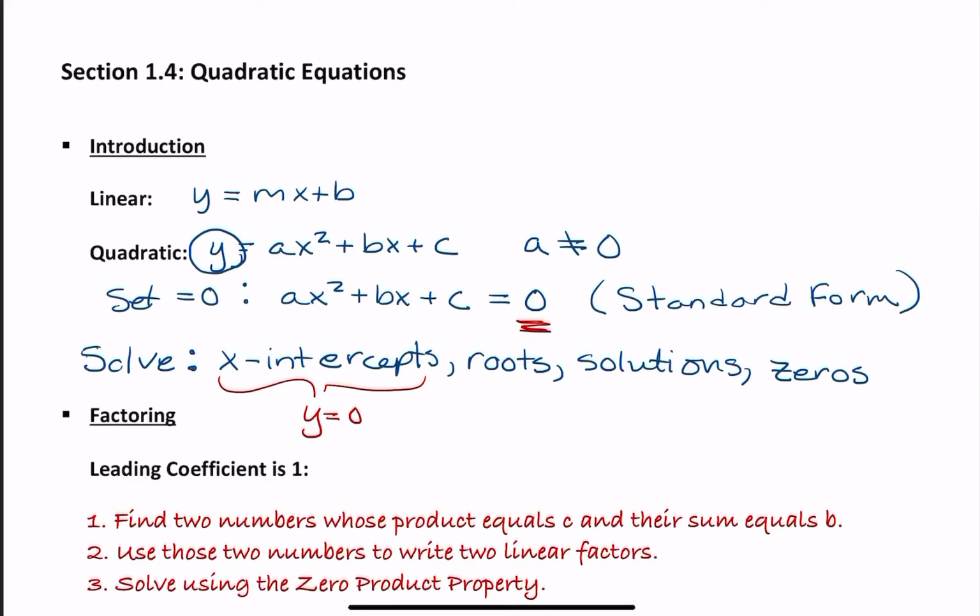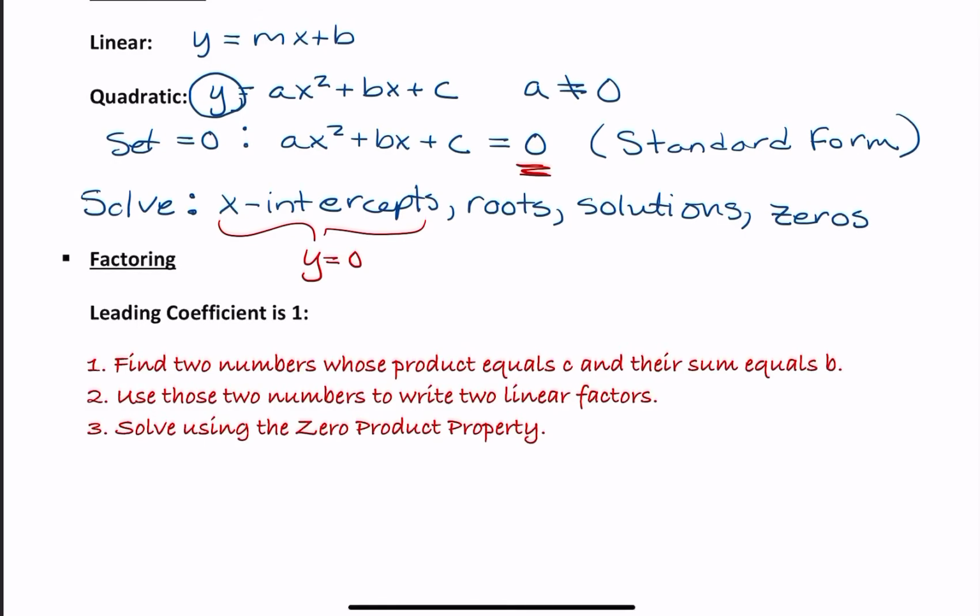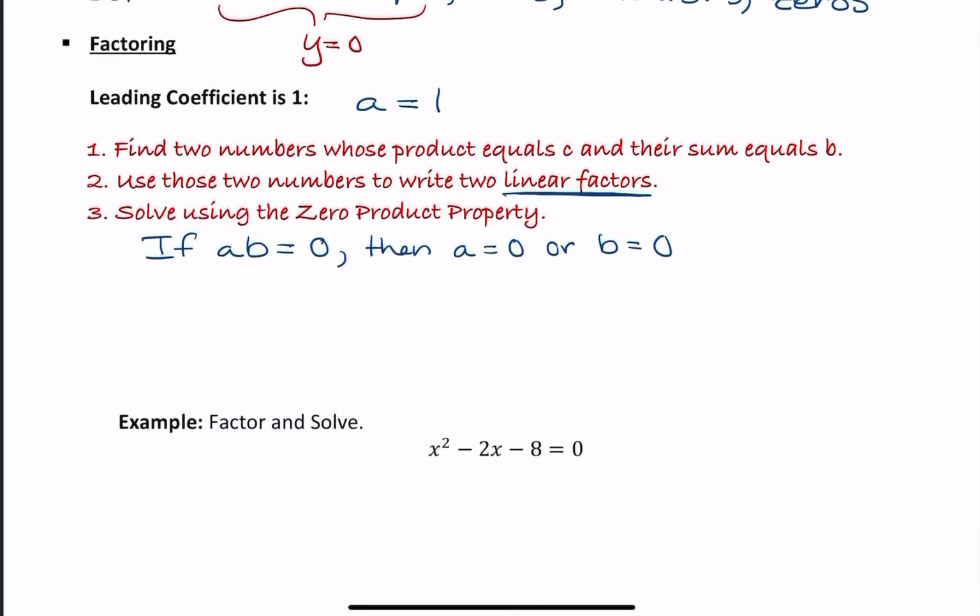So the first method we're going to use is factoring. And if our leading coefficient is 1, these are the steps to follow to factor. First of all, your leading coefficient is a, so a has to equal 1 for this to work. You're going to find two numbers whose product equals c and their sum equals b. You're going to use those two numbers to write two linear factors, and then you're going to solve using the zero product property. The zero product property is simply: if you have the product of two things that equals 0, then either A would equal 0 or B would equal 0. That's the zero product property. So we're going to take our two linear factors and set them equal to 0 to find x. Hopefully this will make more sense when we do a couple examples.